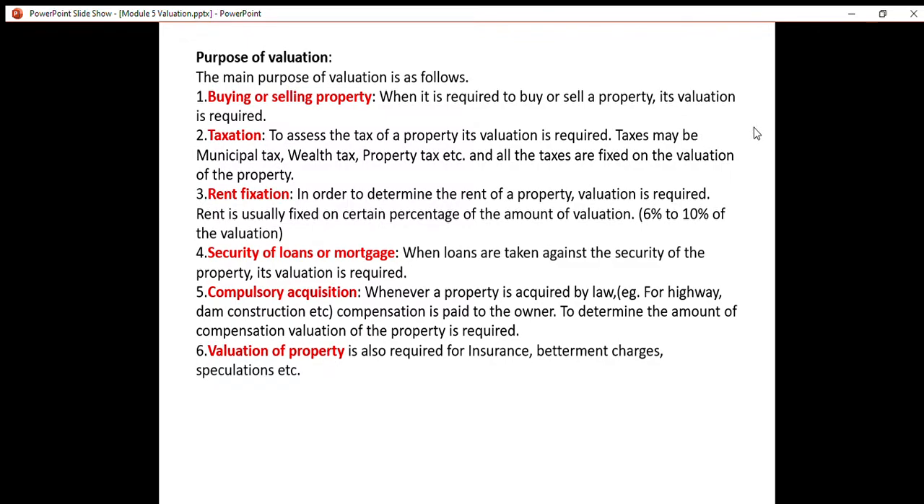Next, compulsory acquisition. Say if the property or the land is acquired by the government for construction of a highway or dam, then the compensation is to be paid to the owner of the land. So that is based on its valuation. Also, valuation is required for calculation of insurance amount or for the periodical maintenance cost, etc.